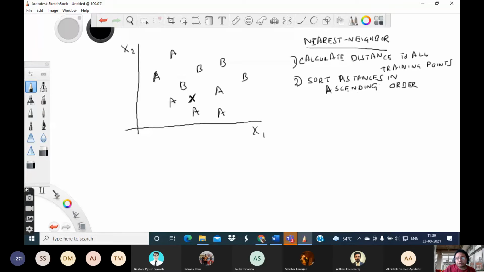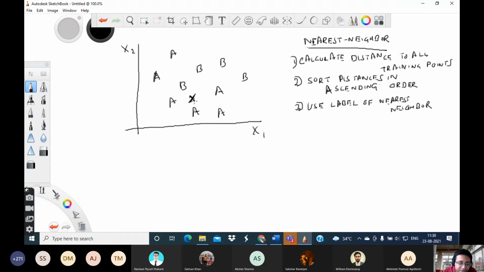Now, what do we do after that? We are saying that we use the label of the nearest neighbor. What is the nearest neighbor? That point in the training set which is closest, or which has the least distance from this point X, you consider it as its nearest neighbor and use the same label as it.